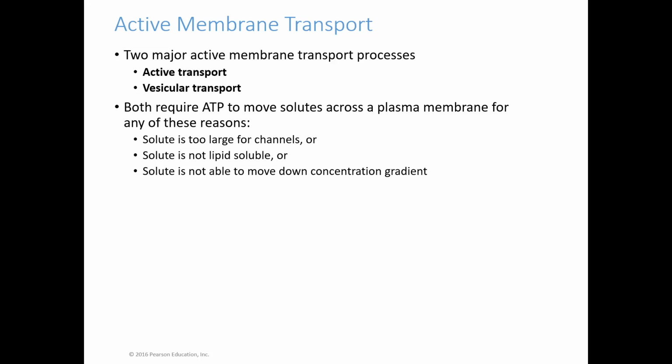And so we have active transport and vesicular transport. Active transport is exactly like it sounds. We require energy to move things across a membrane. Now, vesicular transport is when we use a bubble called a vesicle to bring stuff into the cell or out of the cell.